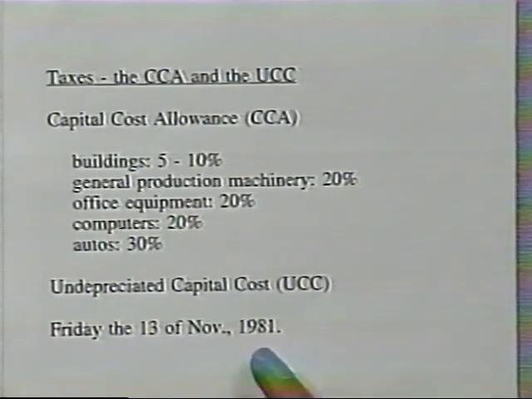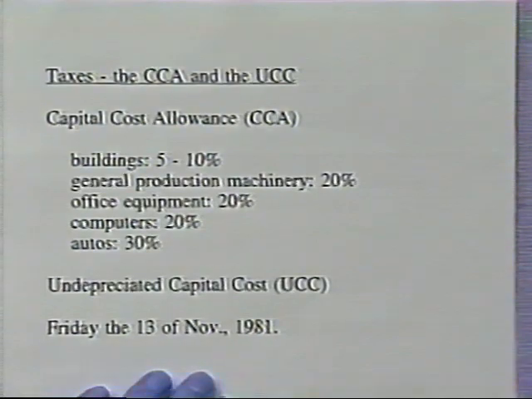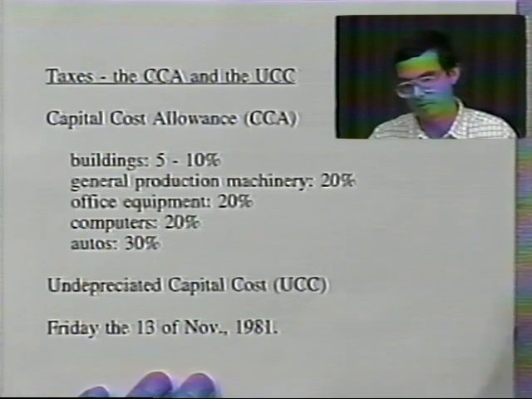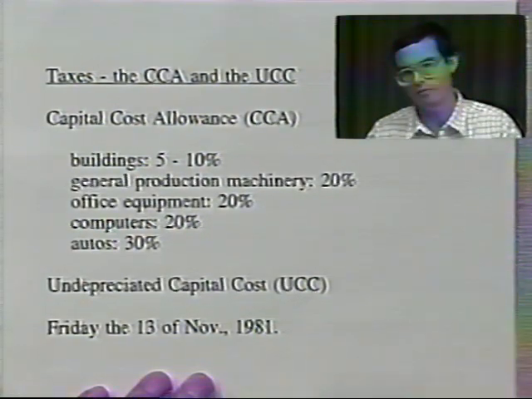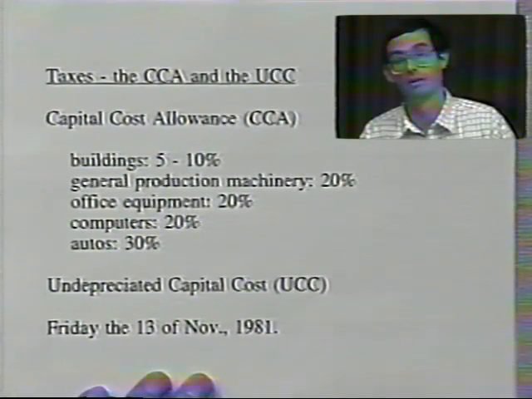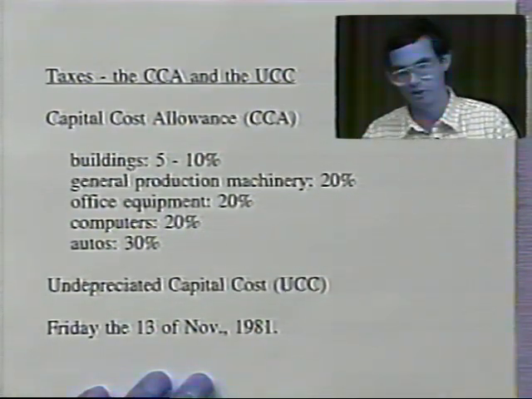So companies were taking advantage of this by delaying their purchases of assets till right near the end of the year. And the government felt that that was unfair. So it passed a ruling change that took effect on Friday the 13th of November 1981, which changed the rules a little bit and said that if a company bought an asset in a year, only half of that purchase price could be depreciated in the year the asset was bought. The other half could start being depreciated in the following year.